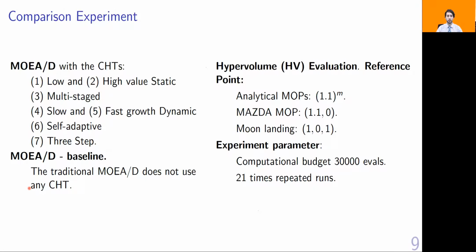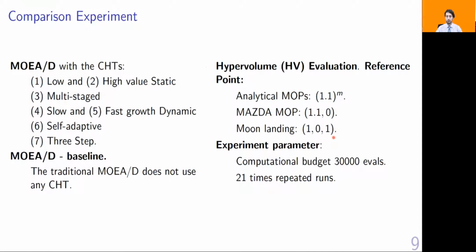So in our comparison experiment, we consider MOEA/D with the 7 different types of CHT and MOEA/D with no constraint handling technique, the traditional algorithm, as a baseline. We use the hypervolume as our metric for evaluation, and the reference point depends on the type of problem we are considering. In the analytical real-world problems, the reference point is 1.1, repeated to the number of objectives. In the Mazda problem, a real-world simulation problem that we consider here, the reference point is 1.1 and 0. And in the moon landing problem, another simulation problem that we consider, the reference point is 1, 0, and 1.